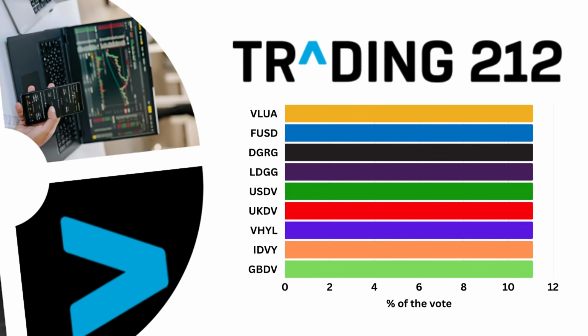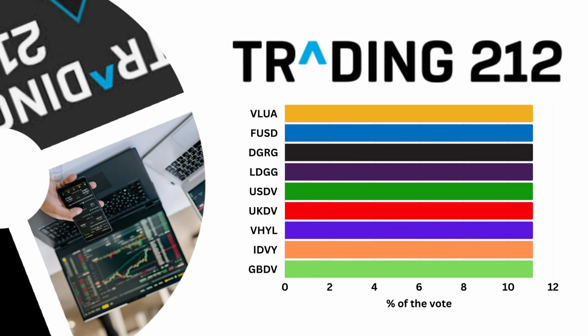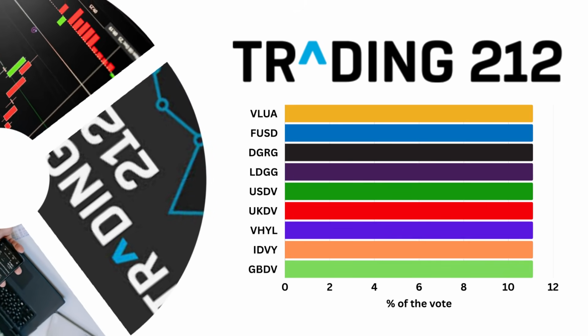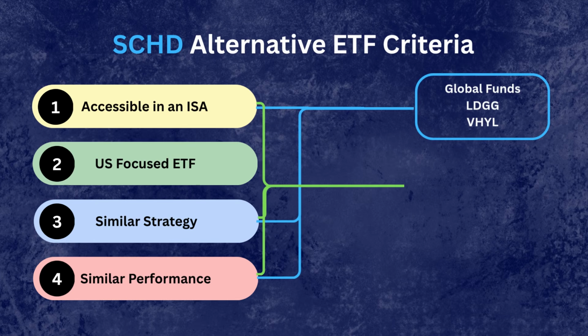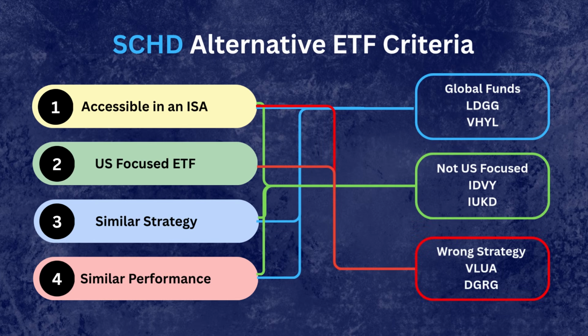Now, at first glance, this looks great. Lots of options, lots of ideas, but there's a problem. Most of these don't actually meet our criteria. Once we run these ETFs through our 4 filters, a lot of them start to fall away. Some are global dividend funds, some are UK focused, and others follow a completely different strategy, which means they might be good investments, but they're not true SCHD alternatives.